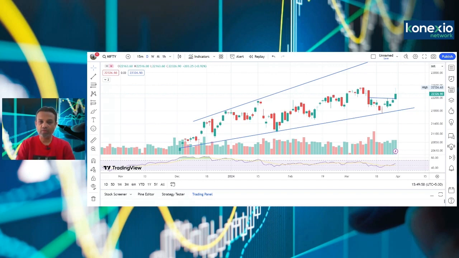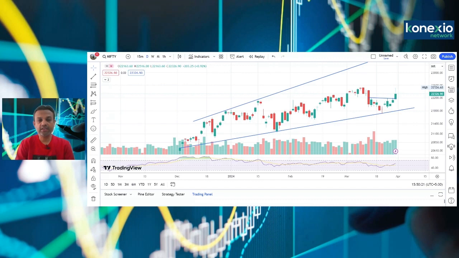And most probably, the strategy should be buy on dips, buy on support and sell on resistance. That should be the view for the next week. So most probably, the first support is around 22,000, and around those levels one can try to buy or create fresh long positions for the next week.